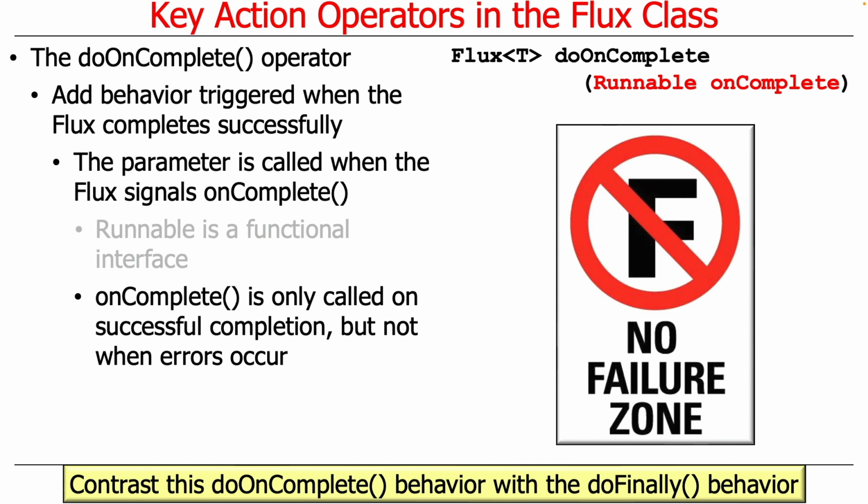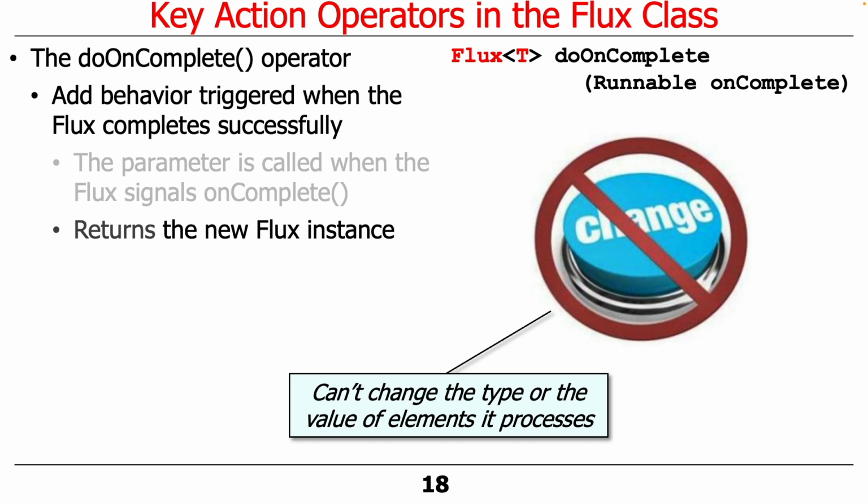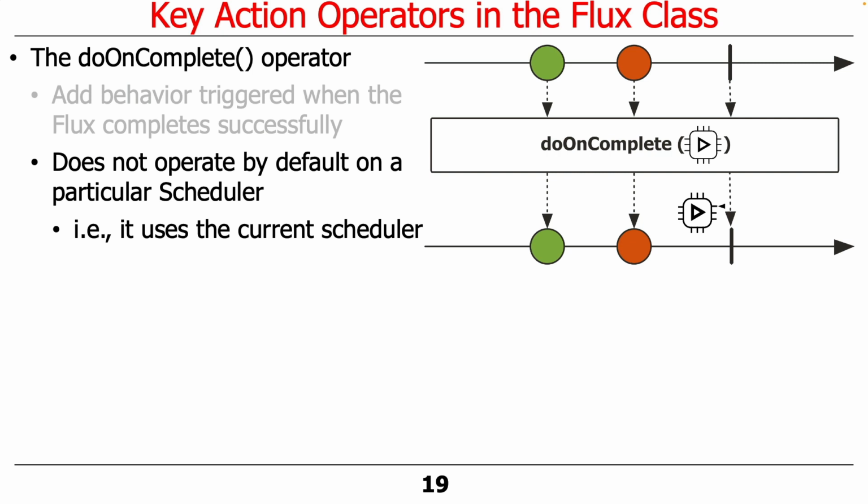If things fail, onComplete is not called. So it's a no failure zone. And no failure in the sense it doesn't do anything if it fails. Not that it doesn't prevent failure. And it's important to contrast that with the behavior of doFinally. So we'll talk about that in a second. And you'll see how that can be used in different circumstances. It also returns a new Flux instance that isn't changed in any way, shape, or form, either by value or by type. It doesn't operate by default on any particular scheduler. It just runs in what the current scheduler is.